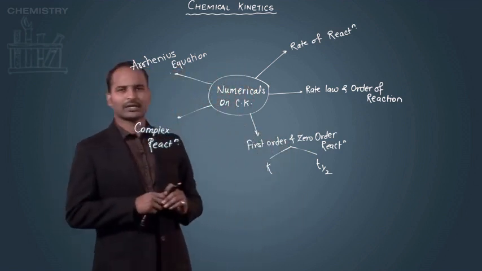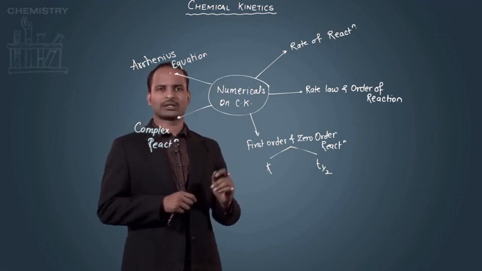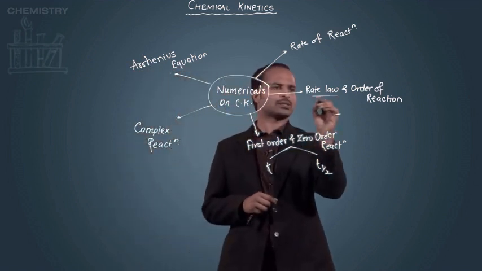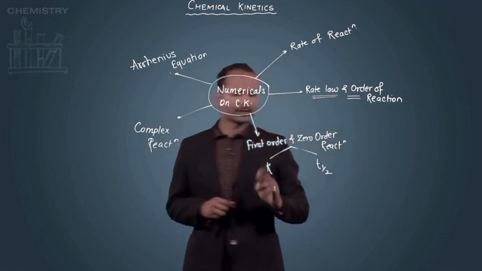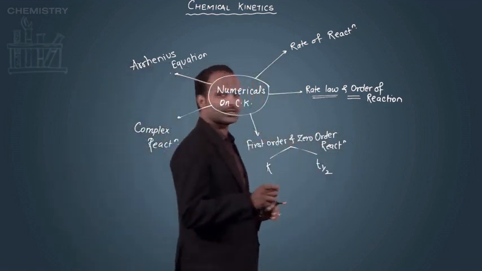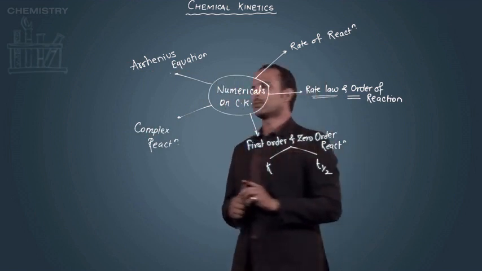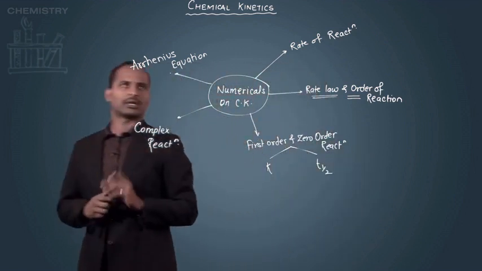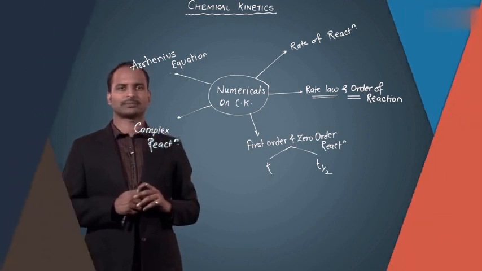That is rate of reaction, rate law and order of reaction. Generally the questions based on this are combined questions only. Then first order and zero order reaction questions are based on the rate constant and the half-life period. Then the complex reaction, and then finally the Arrhenius equation.